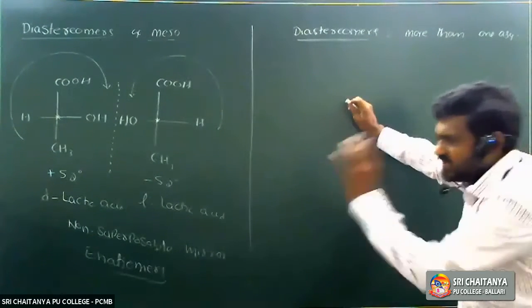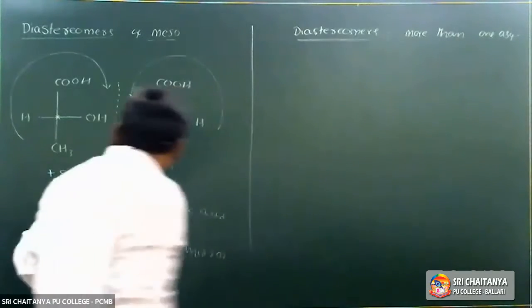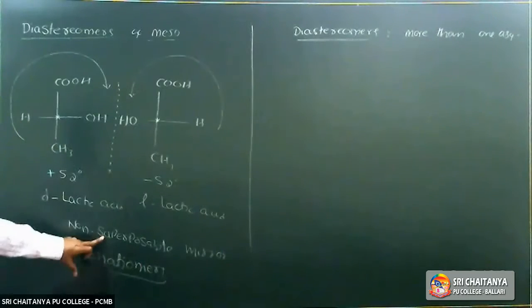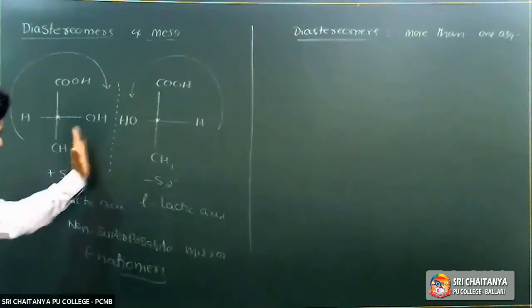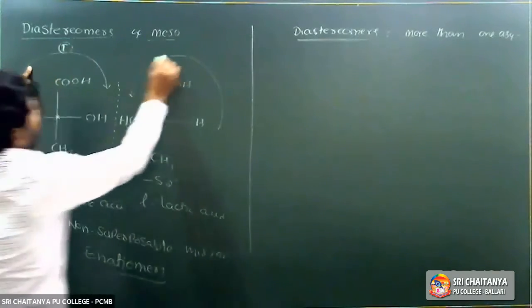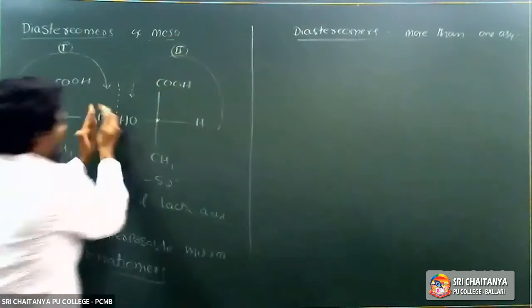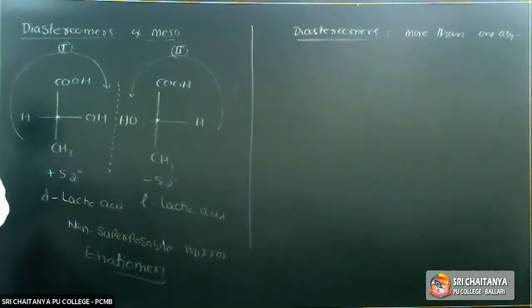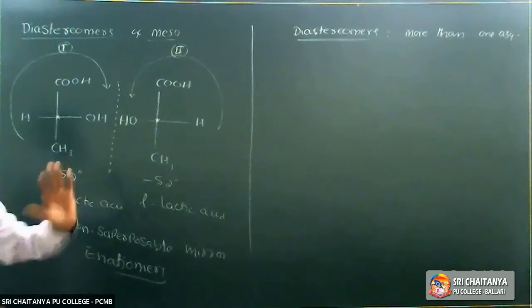So what are enantiomers? Non-superimposable mirror images are called enantiomers. Let this be the first compound and this the second compound. These two are mirror images. Hence, the mirror images are not superimposable, and so they are called enantiomers.